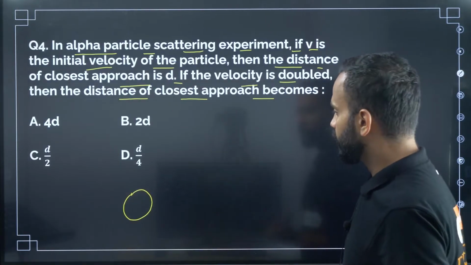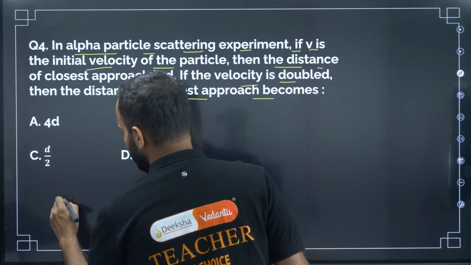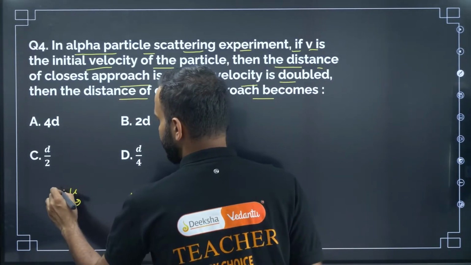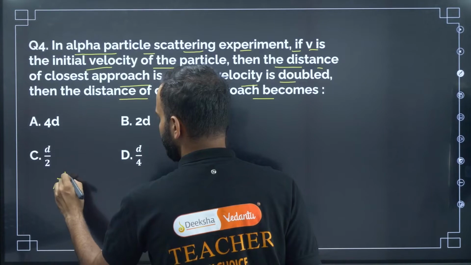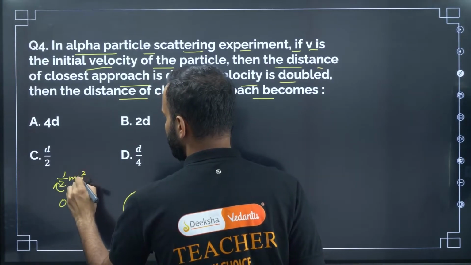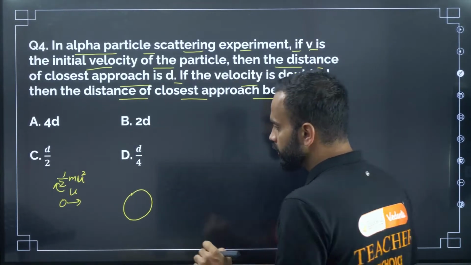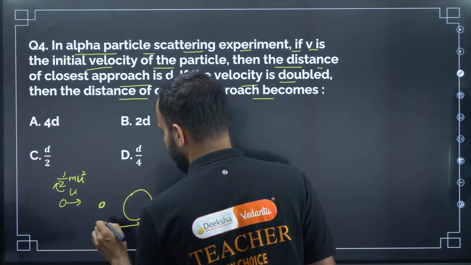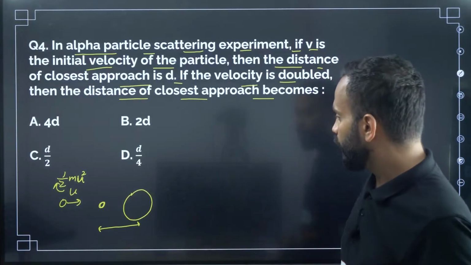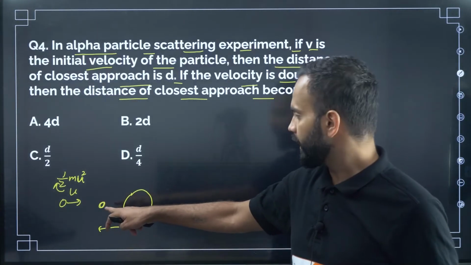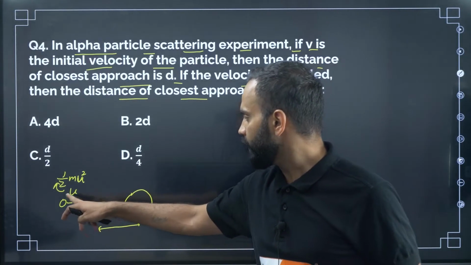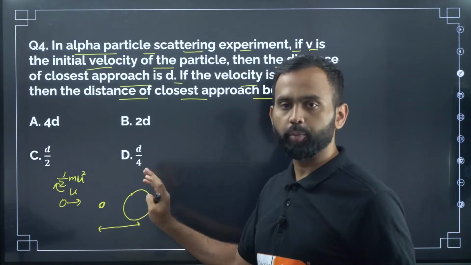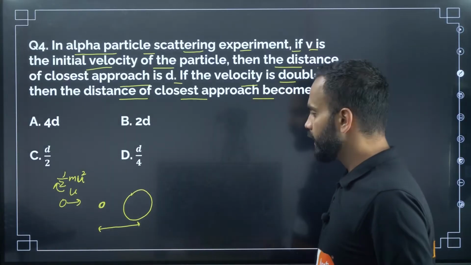This is the nucleus, right? The alpha particle has initial velocity u. So what is the kinetic energy? The kinetic energy will be half m u square. So here this is the point. At this point, the kinetic energy of the alpha particle completely converts into electrical potential energy.